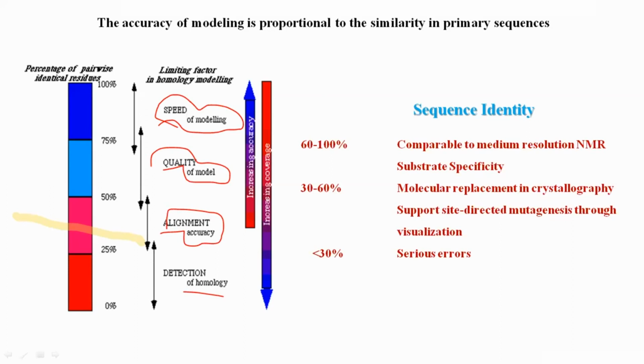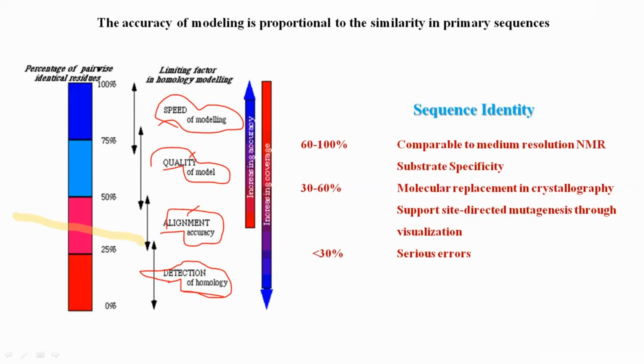So these are the limitations. These are important, and these are the limiting factors in homology modeling. That is, one is the speed of the complete modeling and quality, how good the model was generated. And next, before that, the accuracy of the alignment between the target and template sequences, and first, target or template selection, that is nothing but detection of homologue.